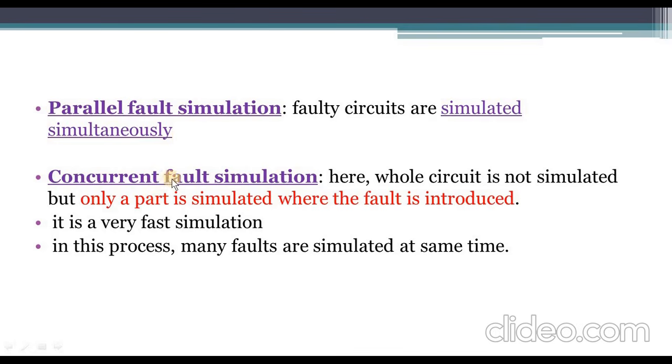So next one is the concurrent fault simulation. Here the whole circuit is not simulated, but only the part where the fault is introduced is simulated. Okay, we are going to simulate only the particular part where the fault is there. So it is a very fast simulation when compared to serial and parallel fault simulation. So in this process, many faults are simulated at a time.